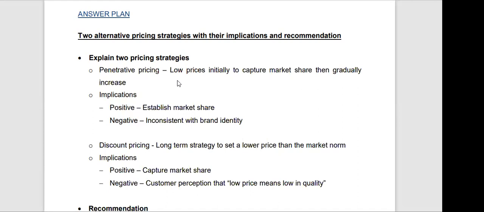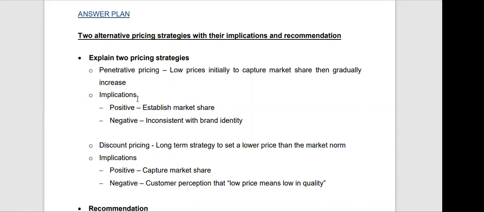So that's penetration pricing. Sorry, whenever you want to enter a new market, in order to capture market demand, you price it extremely low. However, once the demand picks up, you end up increasing the price. Once the market knows about your product, and your product is popular, you can push up your price. So that's penetrative pricing, or penetration pricing.